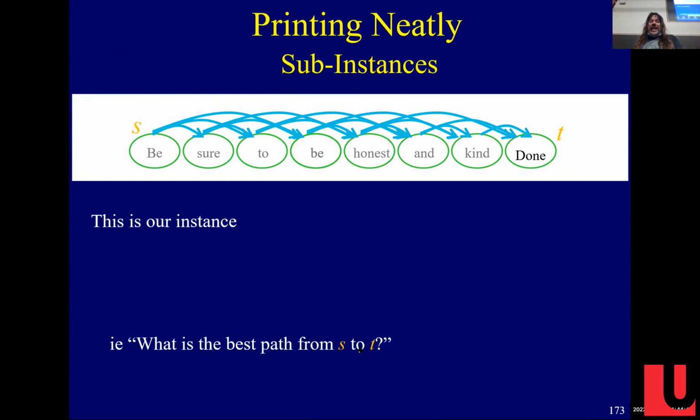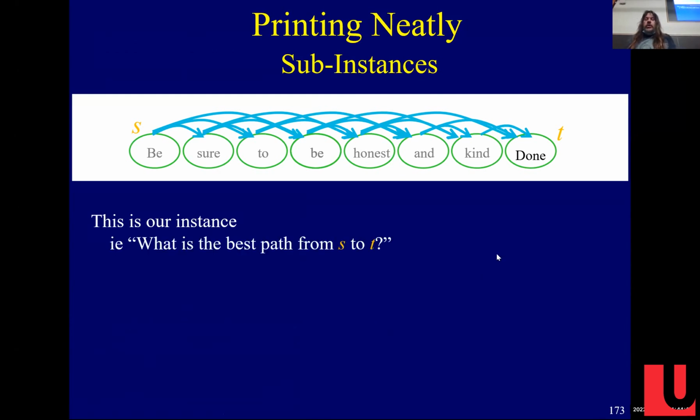So remember, your input is this text, say, "be sure to be honest and kind," and you have the width of your page, right? And the goal is to decide how many words to put on each line, in order to minimize: on each line, you count the number of spaces at the end, you cube that and add it up, right?